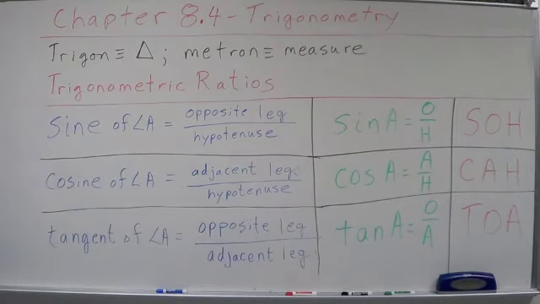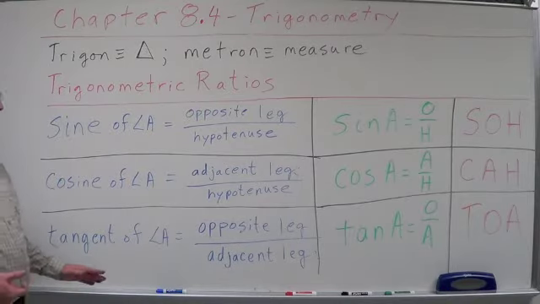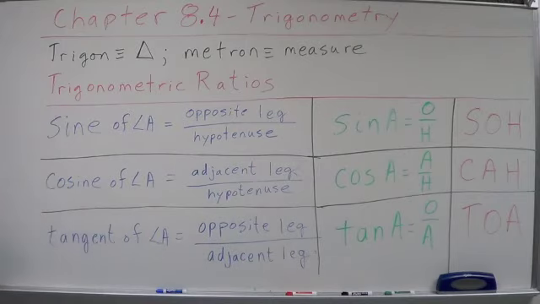So if we want to do calculations that do not involve the hypotenuse, you're automatically going to be drawn toward the tangent. If we want to do calculations that involve the hypotenuse, it's going to have to be the cosine or the sine, either one. Okay?